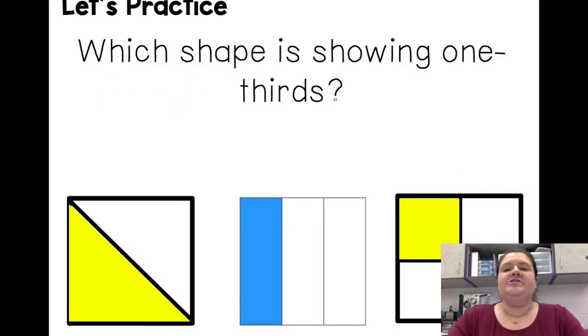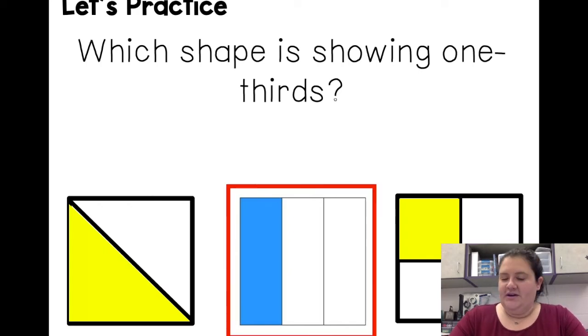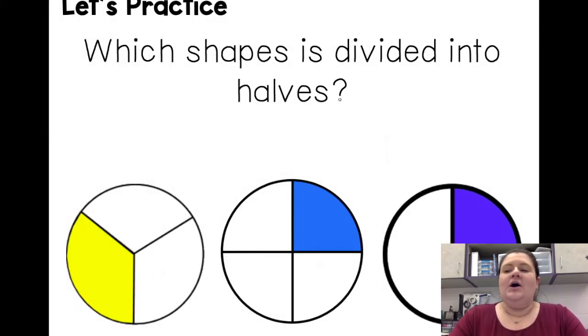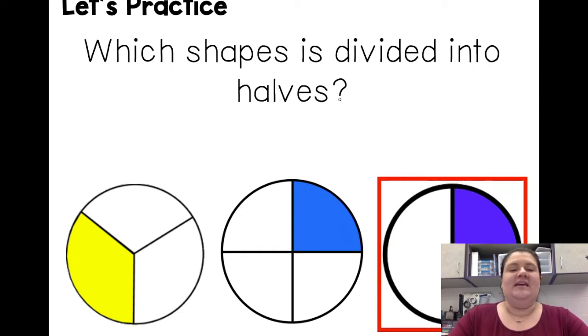All right, which shape is showing 1/3? So 1/3 of the shape is shaded in. So that means it's divided into 3 equal parts and 1 part is shaded in. If you said the middle shape, you are correct. All right, our next question, which shapes are divided into halves? So which of these shapes is divided into halves? That means there's going to be 2 equal pieces. All right, I see 3, I see 4. Well, this one on the far right end is going to be half.